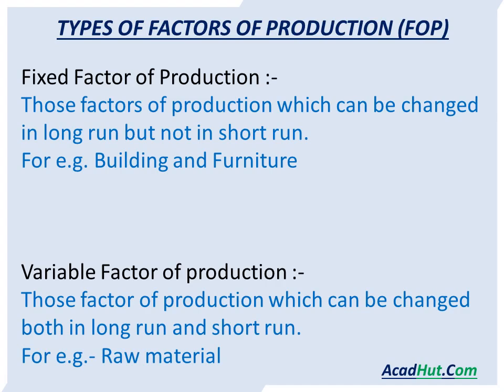Now we come on to variable factor of production. Those factors of production which can be changed both in long run and short run. For example, raw material. आप शॉर्ट रन में बिजनेस कर रहे हो, आप लॉन्ग रन में बिजनेस कर रहे हो, you can change it in any time period.